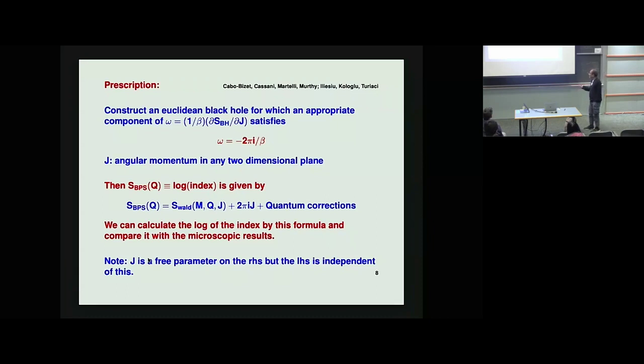Now one point I should emphasize here is that once you impose this condition omega equal to -2 pi i over beta, this gives you one condition between these parameters. So that essentially fixes m in terms of q and j. But j still remains an independent parameter on the right hand side, right? This depends on j, this depends on j. M is fixed. But on the left hand side, it depends only on the charge. So it's a non-trivial constraint, or non-trivial check, that once you calculate the right hand side, it becomes independent of j.